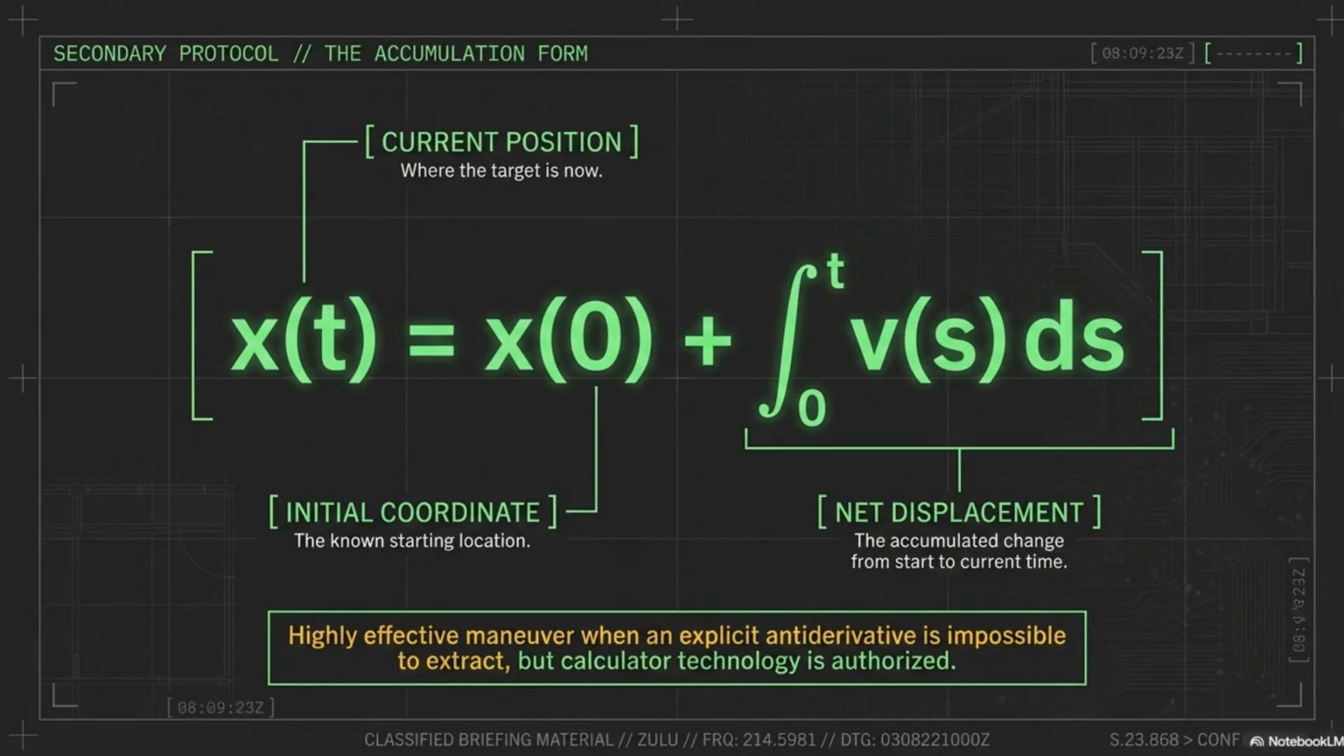Secondary protocol. The accumulation form. When tracking current position x of t, you take the initial coordinate, where the target started, and add the net displacement, the integral of velocity from the start time to the current time. This is a highly effective maneuver when an explicit antiderivative is impossible to extract, but calculator technology is authorized.